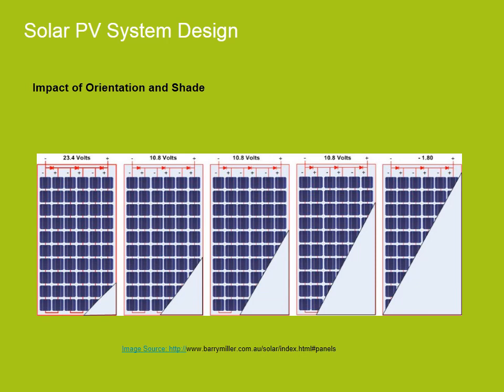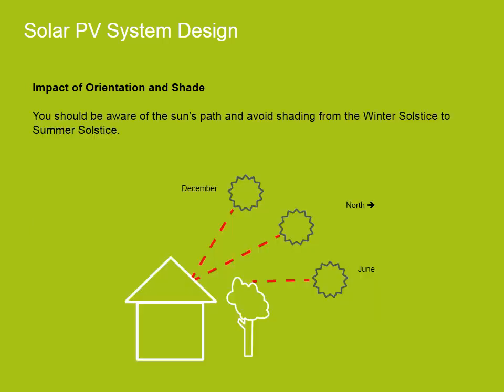So in the first diagram, 1/3 of the output is cut out by shading just 2 or so cells. Hard shade on just 6 cells of a 60-cell panel can shut down the panel completely. Hard or soft shading is also affected by the position of the sun, relevant to the solar panel and obstacle. The higher summer sun may not be obstructed by a tree that blocks the lower winter sun.